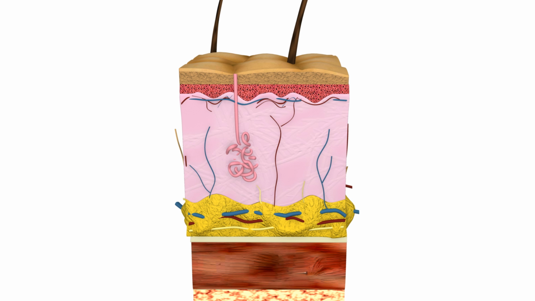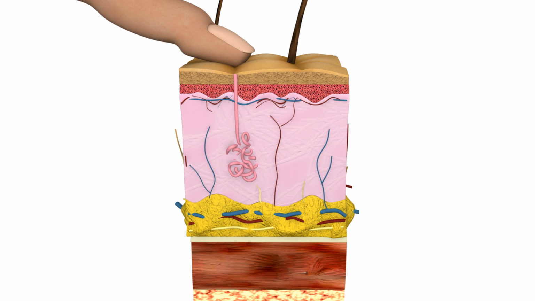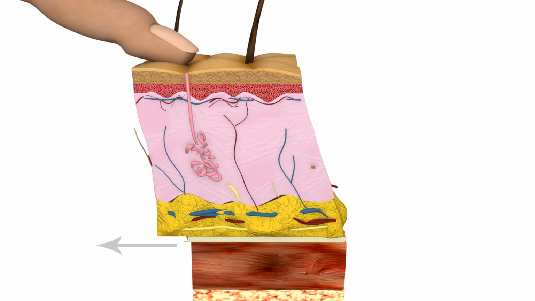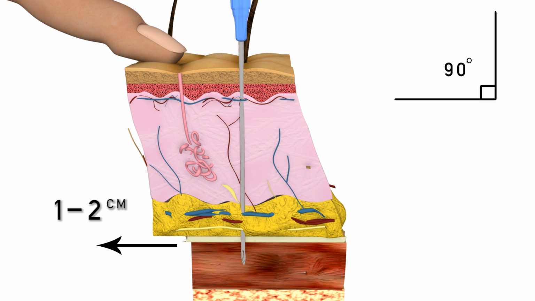The Z-track route is used when the medication can stain or cause skin irritation. For the Z-track technique, the skin is pulled to one side, which moves the subcutaneous tissue approximately 1 to 2 centimeters. The needle is inserted at a 90 degree angle, and after aspiration the medication is inserted into the muscle, whereupon the nurse waits 10 seconds. This allows the medication to disperse within the muscle.